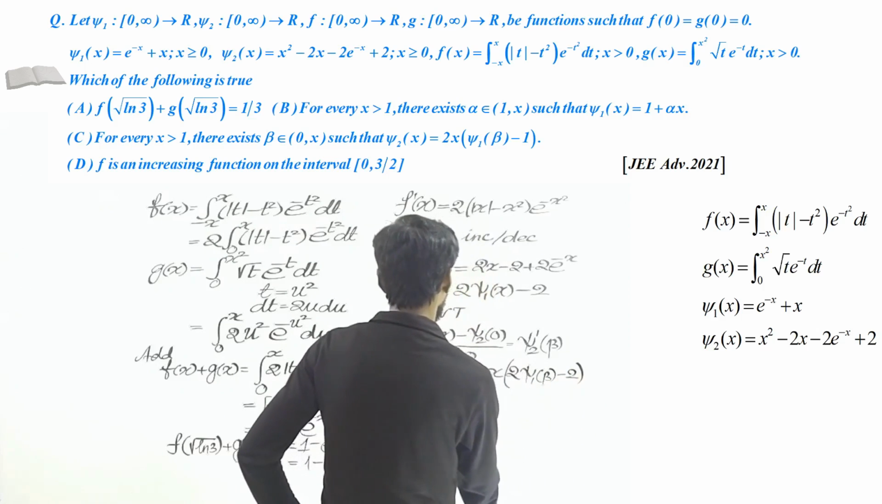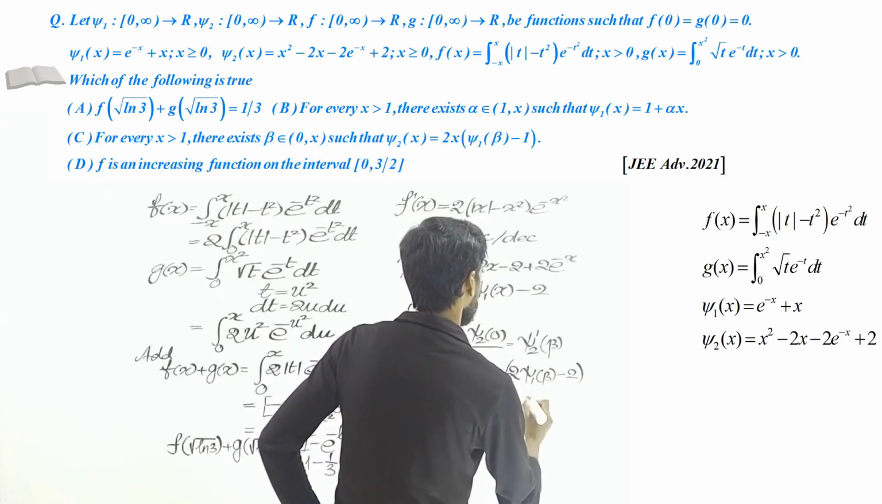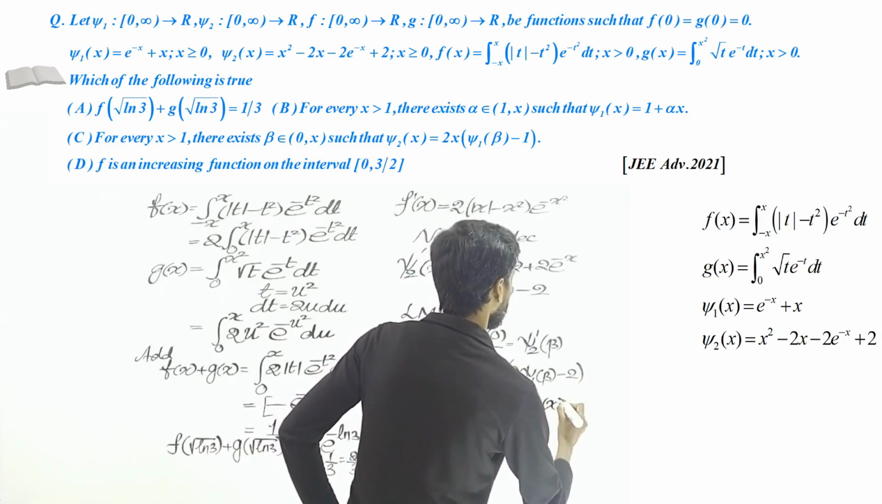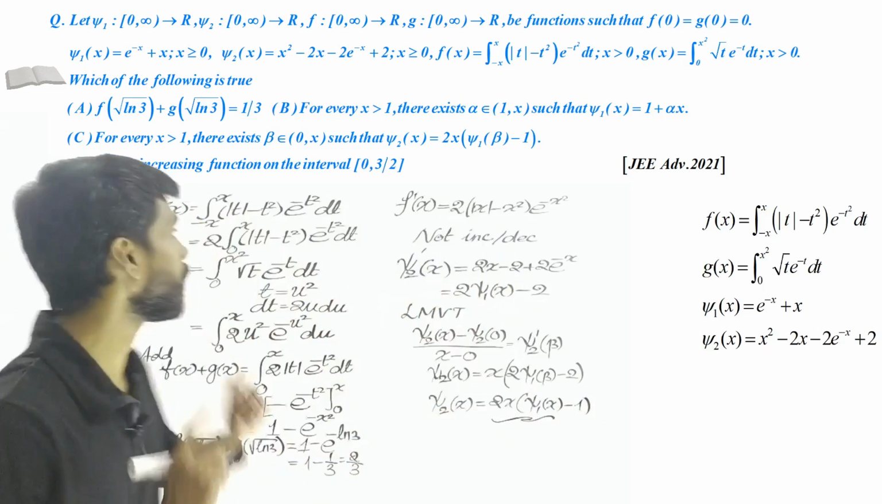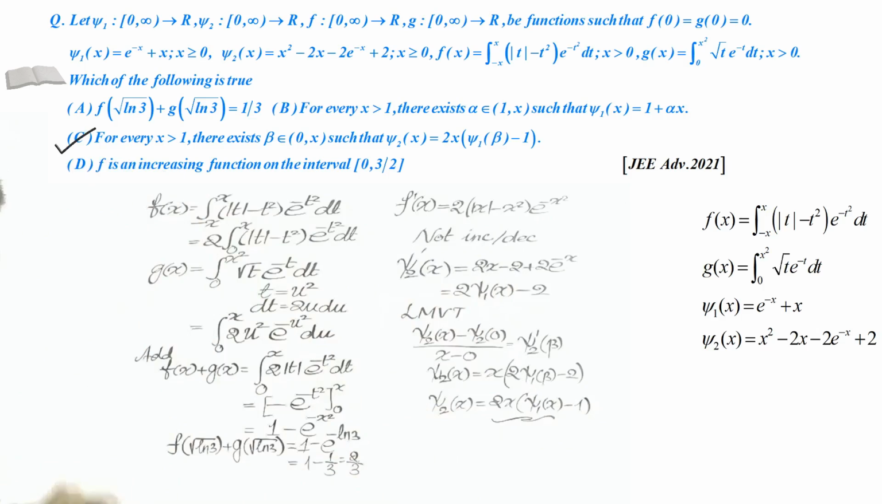So that means we are getting psi 2 of x equals 2x multiplied by psi 1 of x minus 1. That is the relation. I think this is what is given here. So that is our required answer to the question.